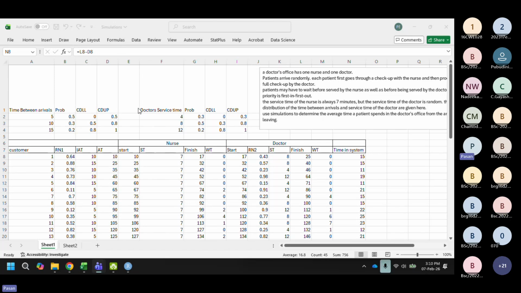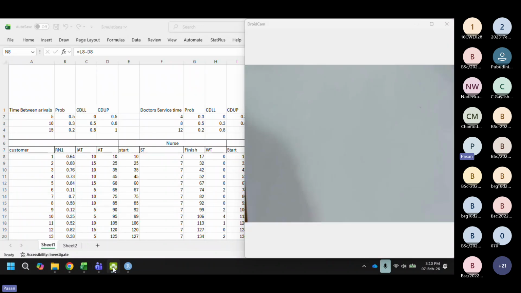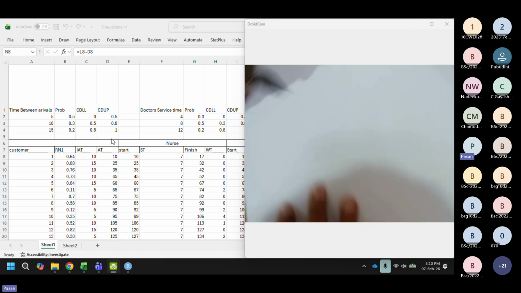Okay, so shall we start? Right. So now I would like to introduce you to the concept of simulation. Let's start talking about that.